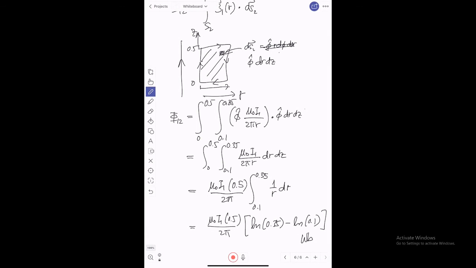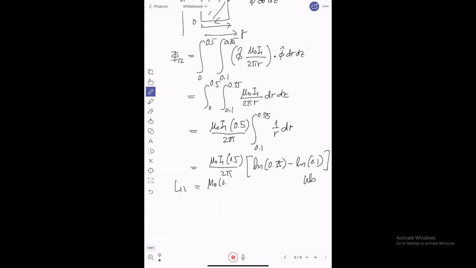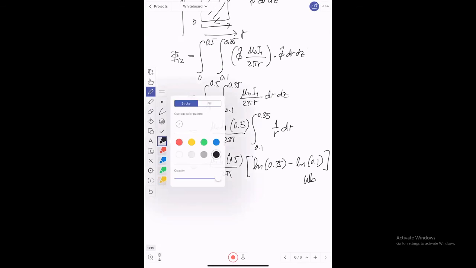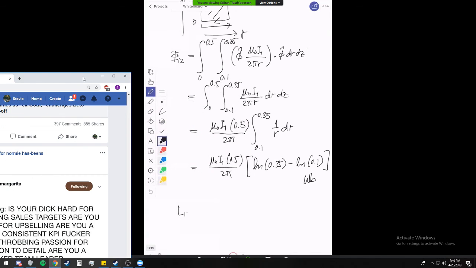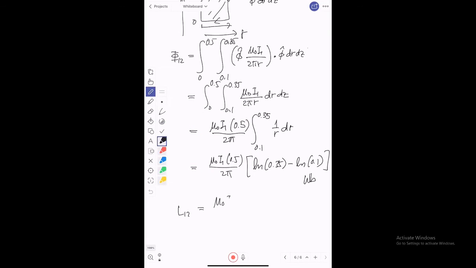Then what is L12? Simply divided by I1, which cancels out. Therefore, L12 is simply mu 0 times 0.5. So L12, then you just plug in all the values that you have. I1 is gone because it's cancelled out already. So we end up with mu 0 times 0.5 divided by 2 pi and the natural log of this.